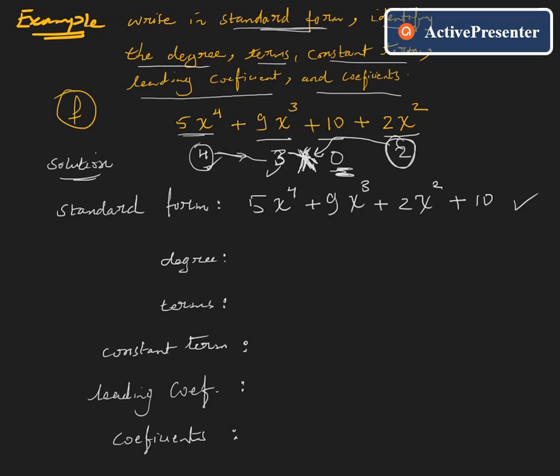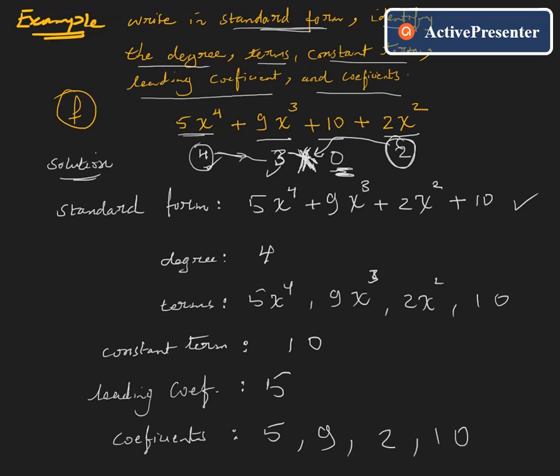So the degree of this polynomial in the standard form is what? 4. The terms we have 5x to the power 4 and 9x cubed and 2x squared and 10. The constant term is 10. The leading coefficient is 5. The coefficients are 5, 9, 2, and 10.